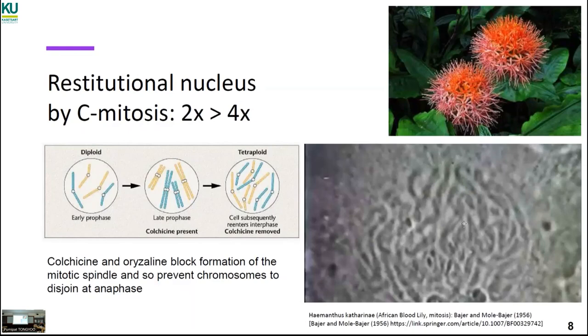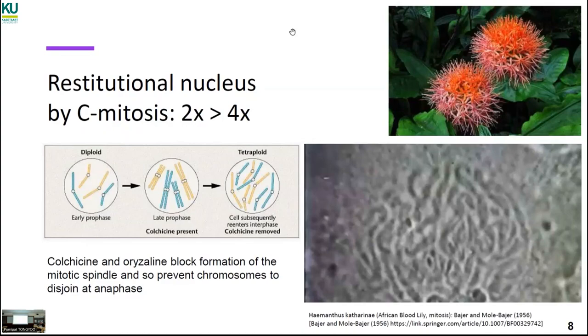So, in other words, restitutional nuclei can be induced by treatments with colchicine or oryzalin, following a so-called C-mitosis. You go from the 2X to the 4X level. And by the way, a quick question is, how can we see these chromosomes alive in the plant? That is because here we are looking at endosperm. Endosperm is the only tissue in a plant which has no well-formed cell walls. So with phase contrast, you can look in the microscope through all these cells and see what happened with the chromosomes.